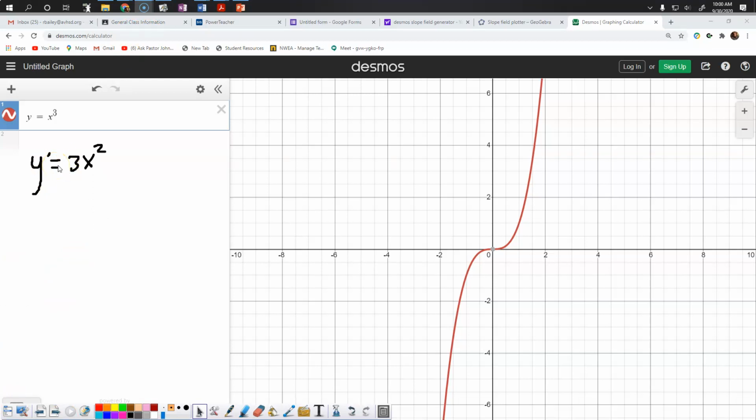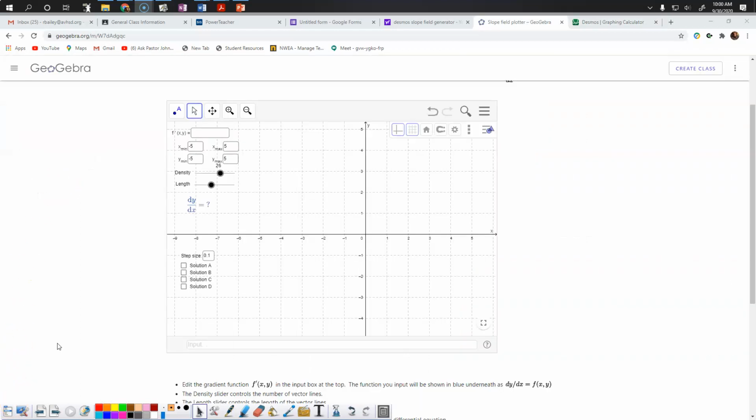Now, I'm going to go to a different website other than Desmos here, and I'm going to go to something called Geogebra because it has a really cool thing called a slope field plotter. You guys remember what we learned last time, how to sketch our slope fields and how tedious that was? Well, this is a nice little website that'll actually just do it for you. It's called Geogebra Slope Field Plotter.